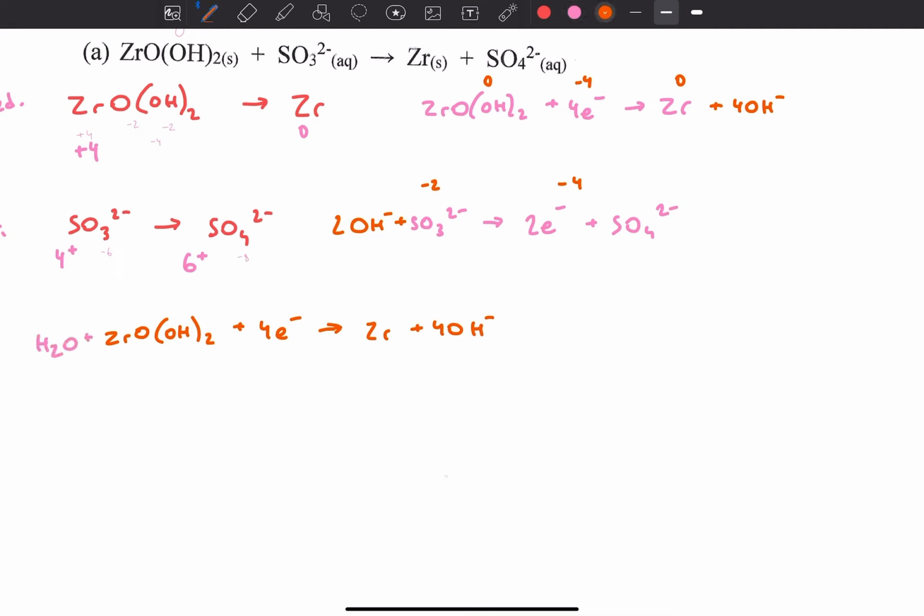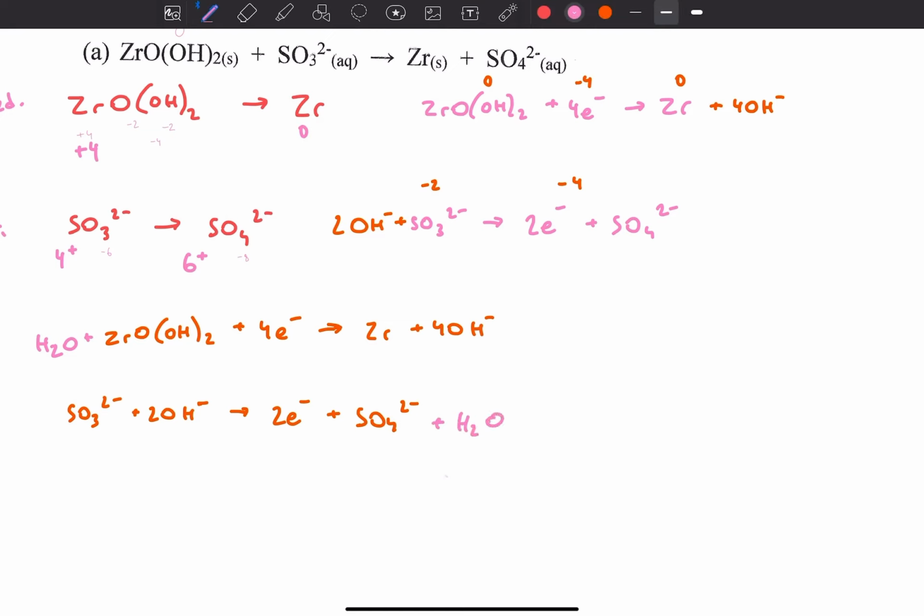And then for our other one, we've got SO3 2- plus 2OH- turns into 2e- plus SO4 2-. In this case, we have 2 hydrogens on our left-hand side, but no hydrogens on the right-hand side. So we're going to add 1 H2O as well. Oops, I'll do it in pink.